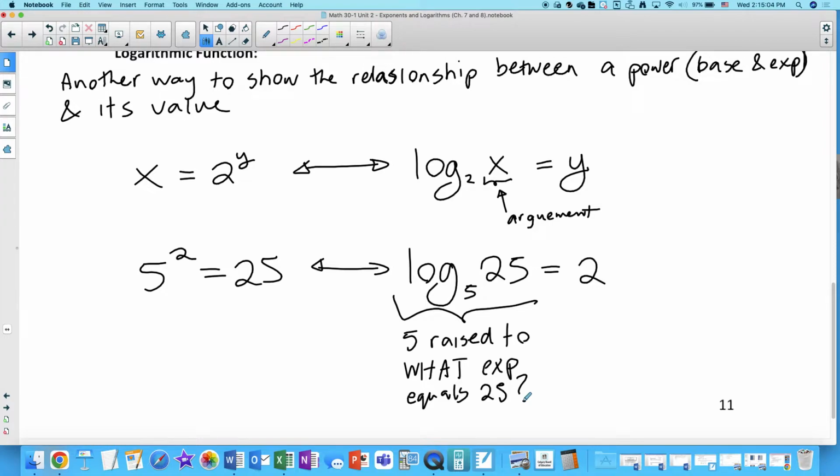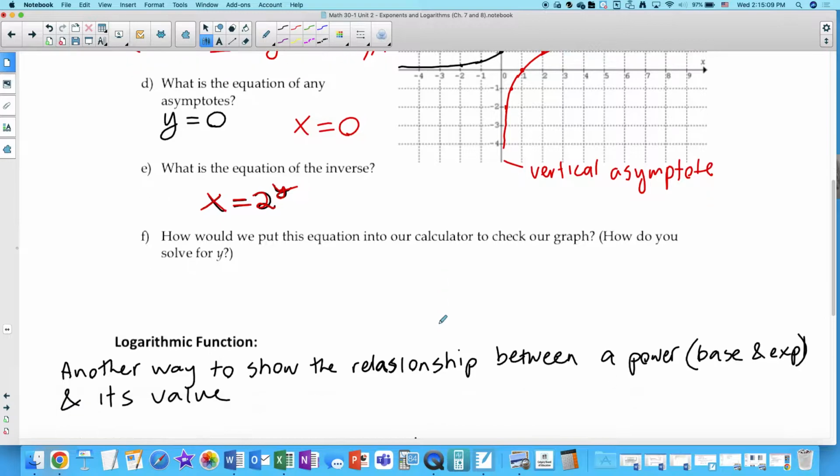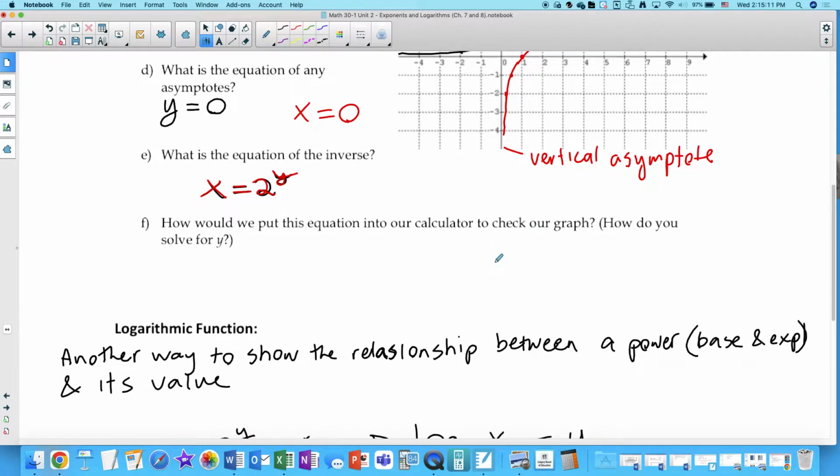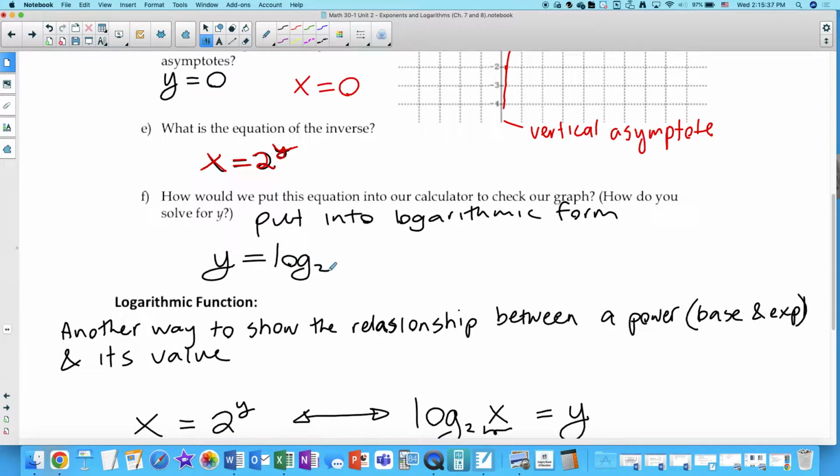Okay? So let's go back to here. How would you solve for y? We would have to use logarithms. Put this into logarithmic form. Okay, so the isolated piece is the exponent. That would, in this case, be y equals log with a base of 2 of x.